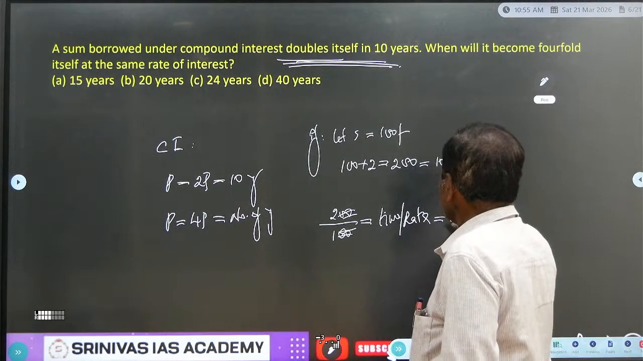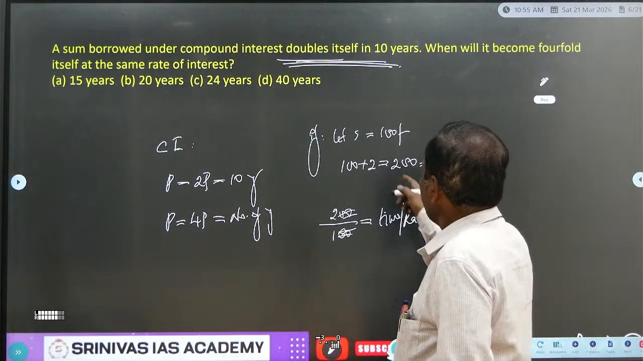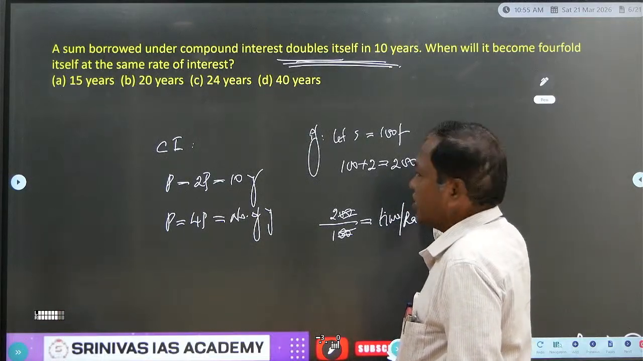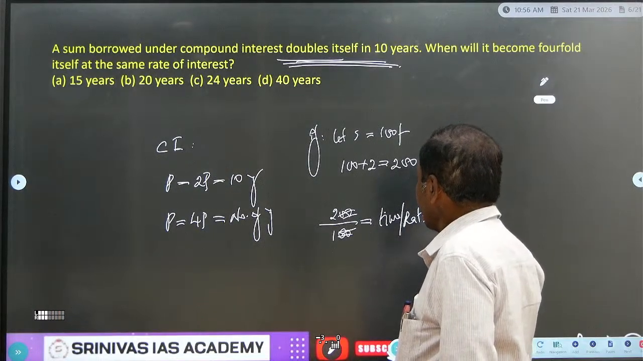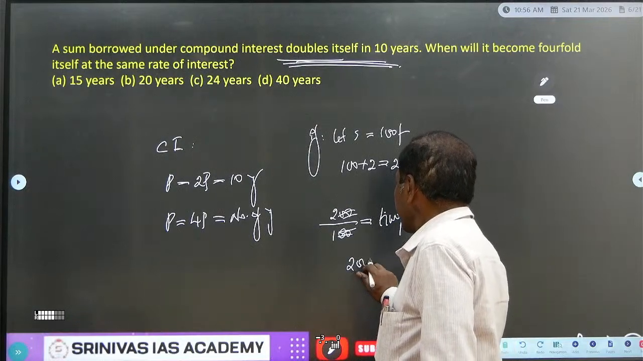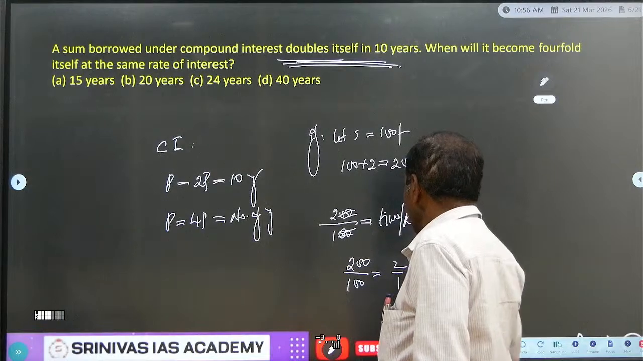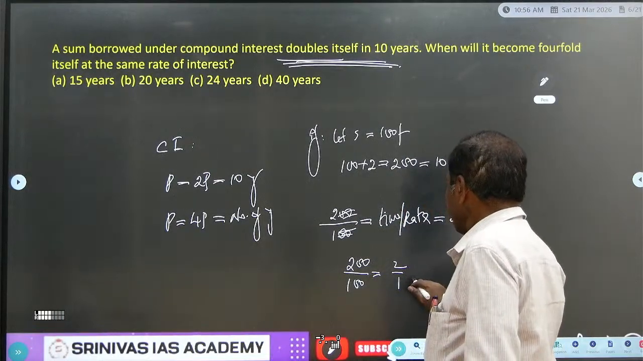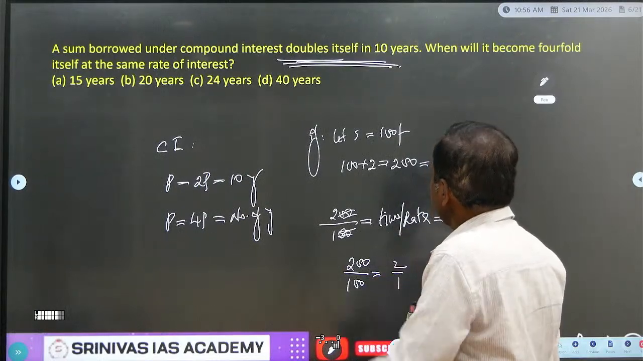Okay, 2%. Let us take 2%. Time is 1 year? No, we have taken only for 10 years. Whatever is given, we have taken like that. You can take 200 by 100, that becomes 2 by 1. 2 by 1 into 100, also you can take 100%. Slightly wait, we are missing some information here.